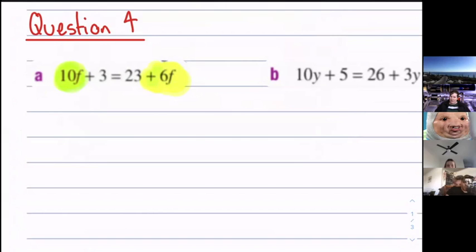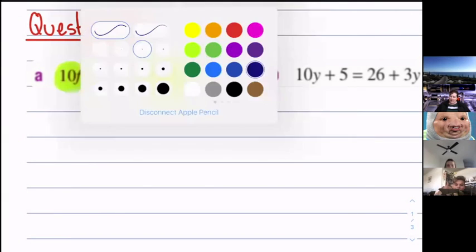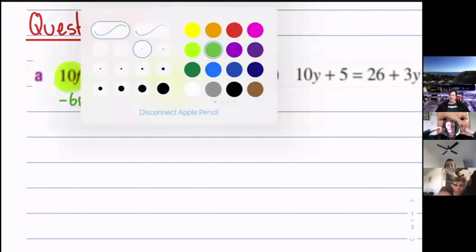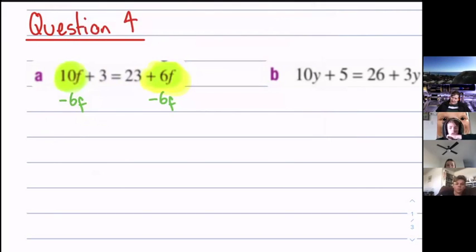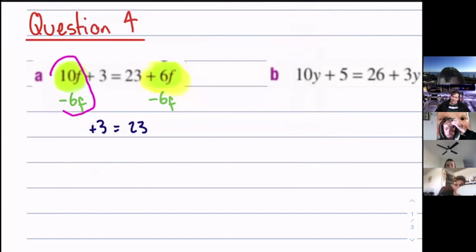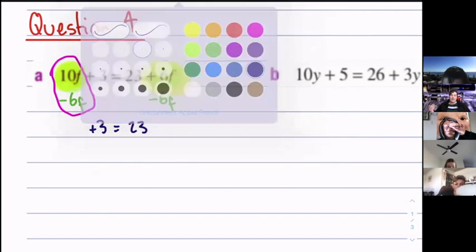So I've got to move the 6f over. How do I move a plus 6f? I minus it. So I'm going to write a little minus 6f under both sides. And then I'm going to write my next line of working out. Now the plus 3 and the 23 haven't changed at all, but the 6f has disappeared from this side, like there's nothing else there. And now I have 10f minus 6f, and 10f minus 6f is 4f.